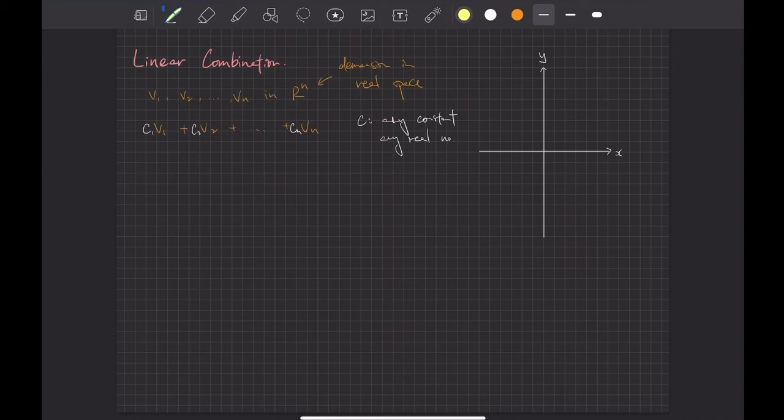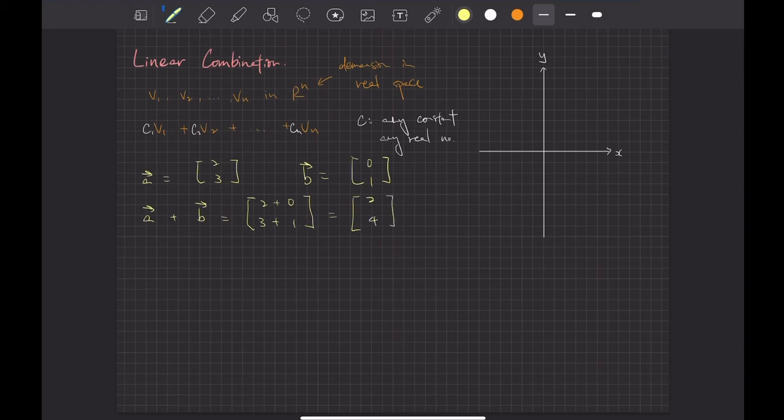Let's use an example to figure this out. Let's say vector A is equal to 2, 3, and vector B is equal to 0, 1. The linear combination will be vector A plus vector B, which means the x is 2 plus 0, and the y is 3 plus 1, which is equal to 2, 4.